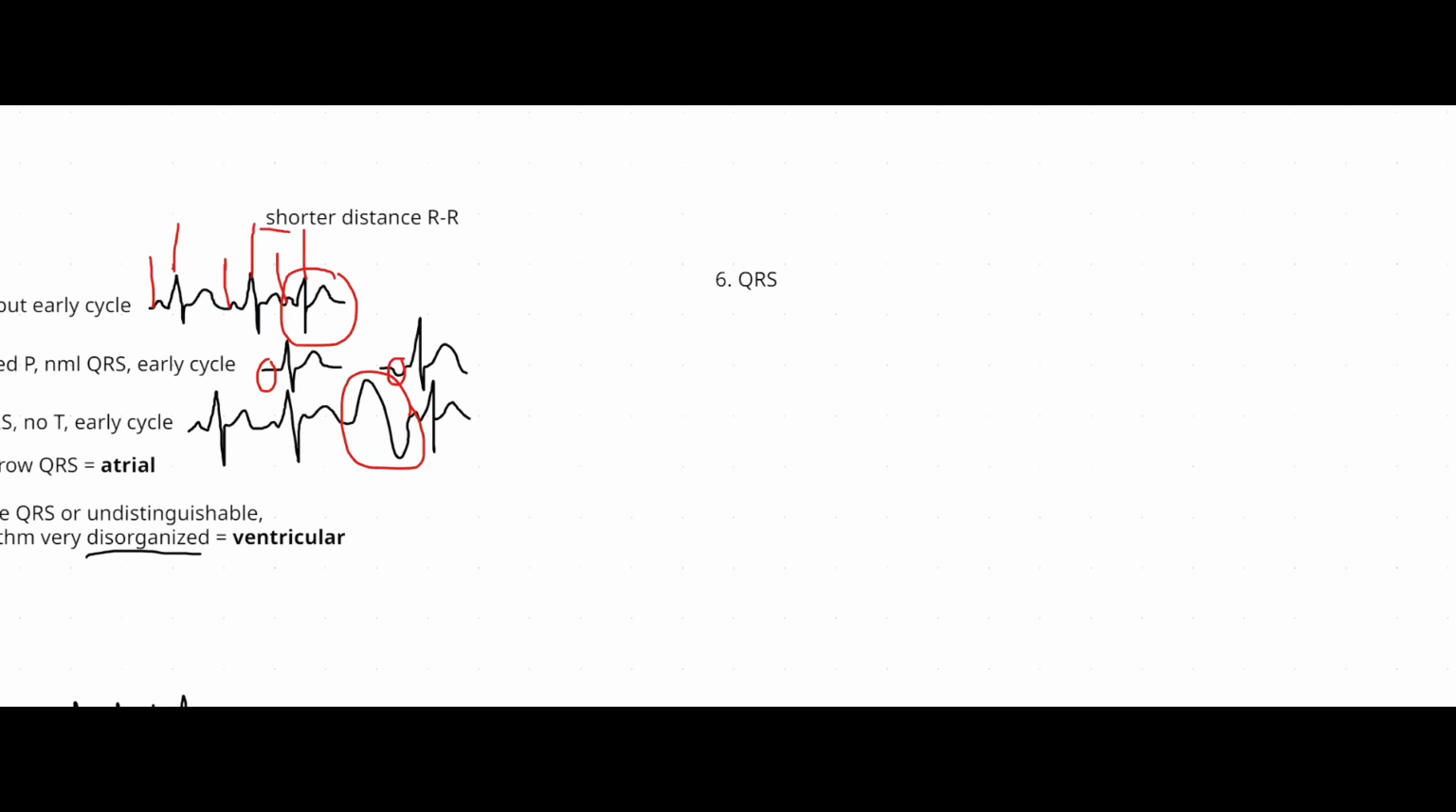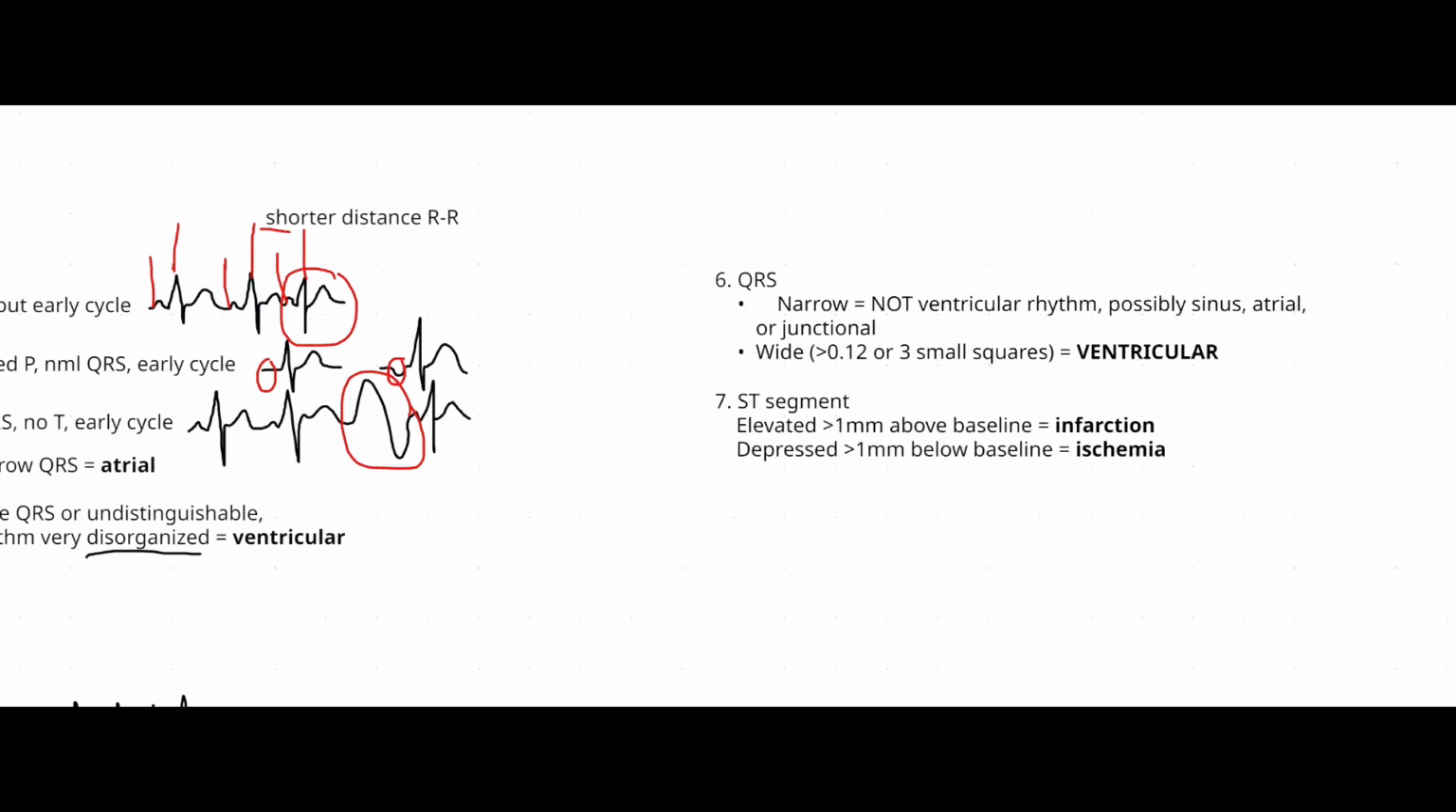Or is it depressed? Depressed meaning it's greater than 1 millimeter down from baseline. That's an ischemia. Above baseline, below baseline. That's an ischemia. Okay, how does that look?